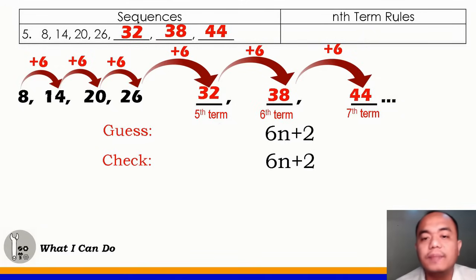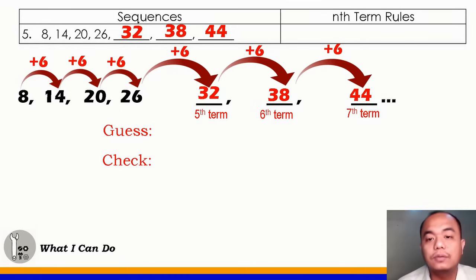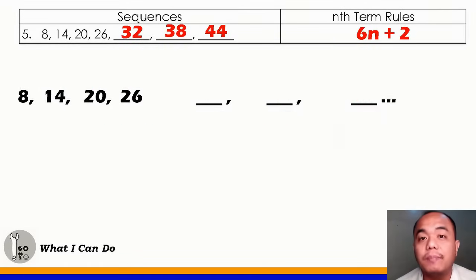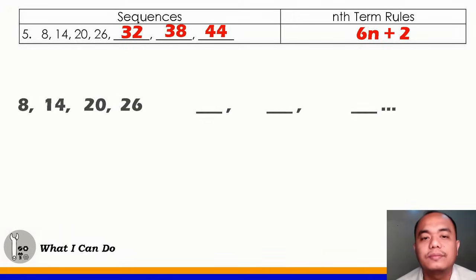Next, we have 6n plus 2 also. 6 times 6, 36, plus 2 equals 38. And then we have the seventh term. 6 times 7 equals 42 plus 2, and then we have 44. So our correct answer for the nth term rule for number 5 is 6n plus 2. Okay?